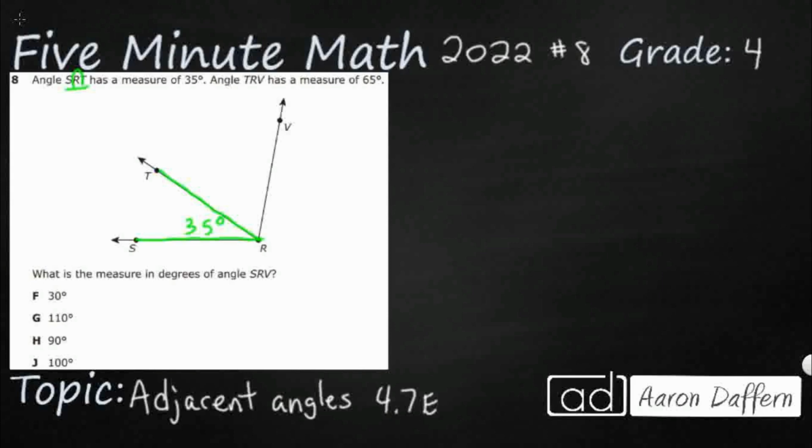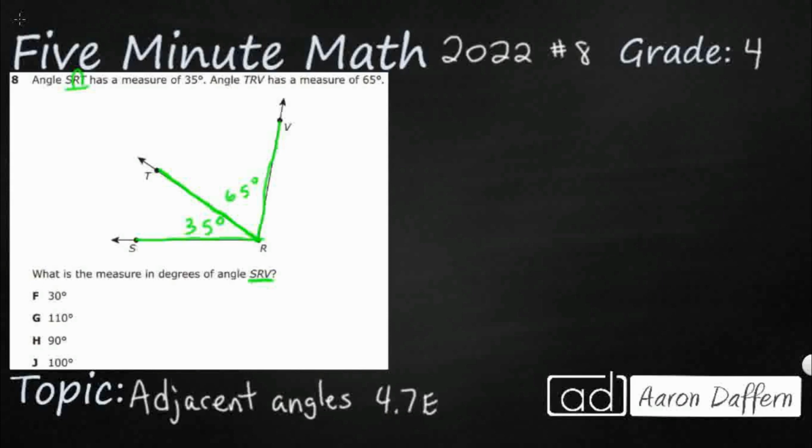All right, so I'm going to start on my T, come back into that same vertex R. Now I'm going to go back out to V, and that's 65 degrees. All right, so what is the measure of angle SRV? All right, SRV. Let's see what we've got here.